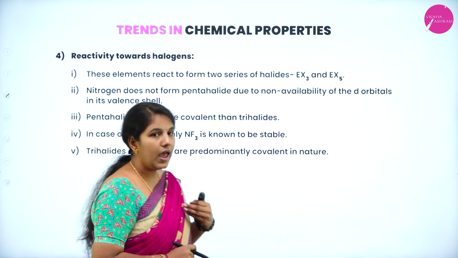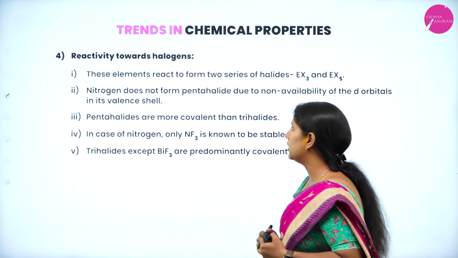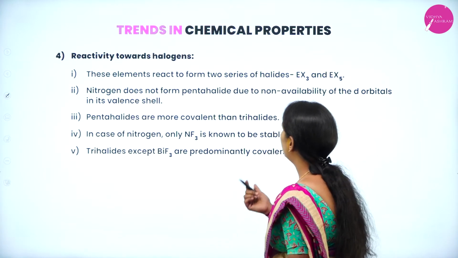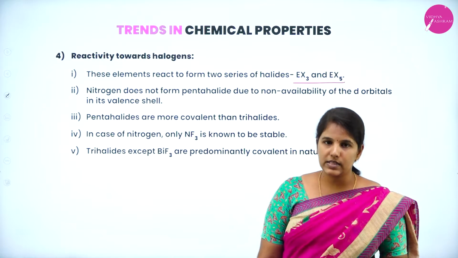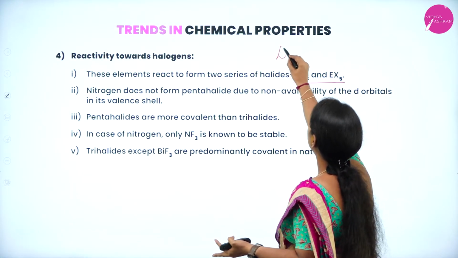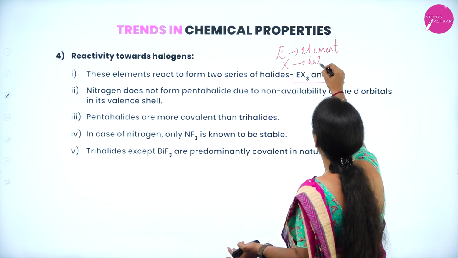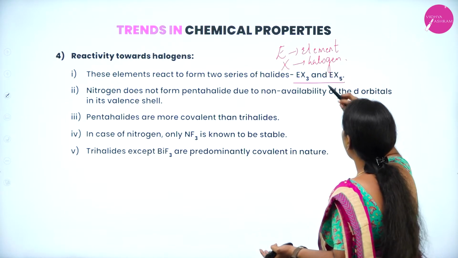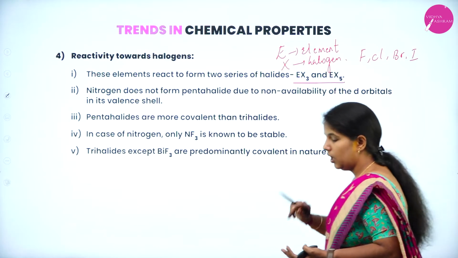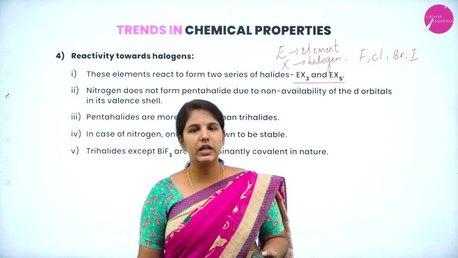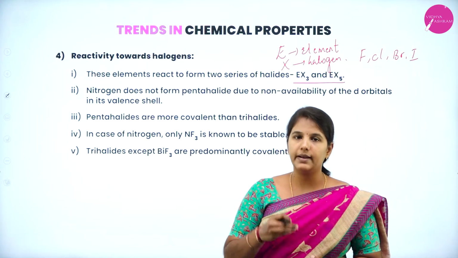Next, coming towards the halogens, let us understand how these elements react with them. These elements can react to form two series of halides, represented as EX3 and EX5. What are E and X here? E is nothing but an element, and X is nothing but a halogen. Can you name the halogens? Fluorine, chlorine, bromine and iodine are the halogens. So when it reacts with a halogen, it forms a halide.